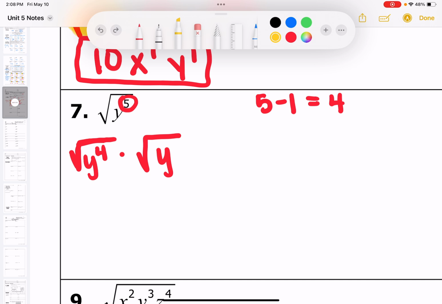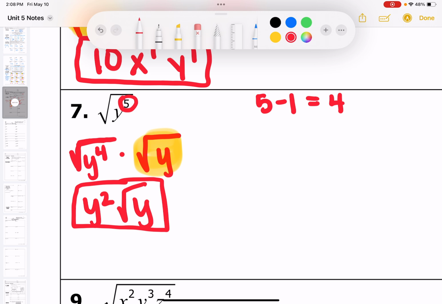Now, square root of y to the 4th can be simplified because 4 is an even number. So I divide it by 2, and I get 2. And then this guy can't be simplified, so I just bring it down. So this is my final answer.